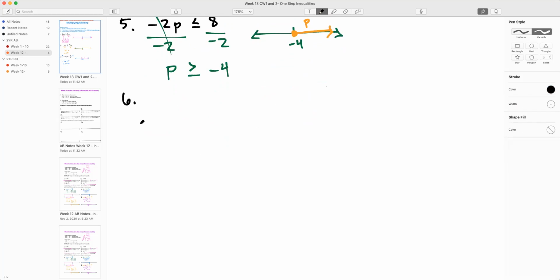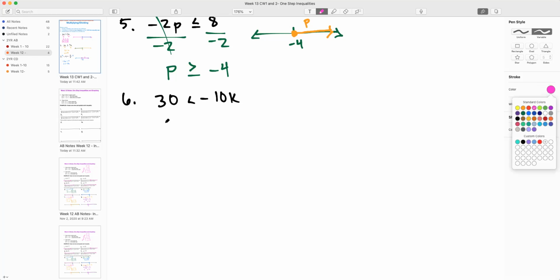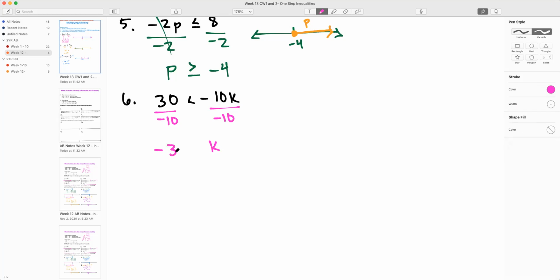Try and save myself some room here so I don't have to make another page. We have 30 is less than negative 10k. I'd encourage you to try this on your own. Assuming you've tried it, we're going to divide both sides by a negative 10. But what does that mean? We must flip the sign. So we have negative 3 here, we have k here, and the sign must flip.